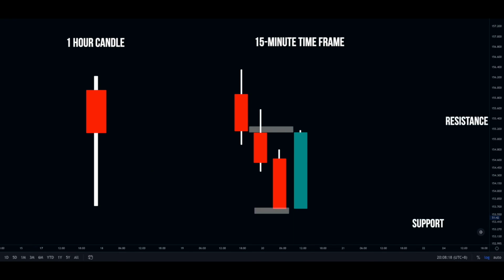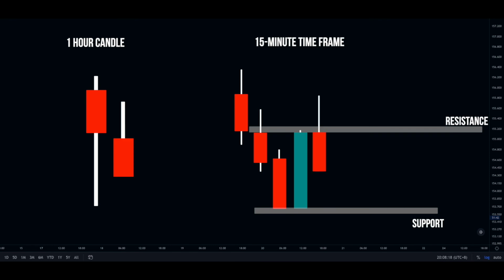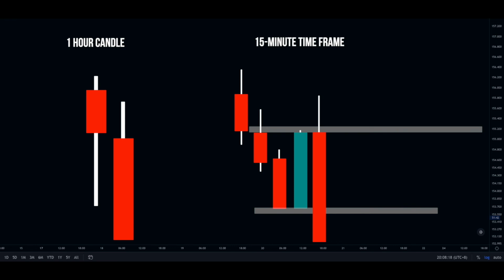Price on the 15-minute created a support and resistance. Once price comes down to fill the wick on the 1 hour time frame, that translates to creating the resistance to continue the downtrend on the 15-minute time frame. It's the same scenario as the uptrend example, but on a downtrend.